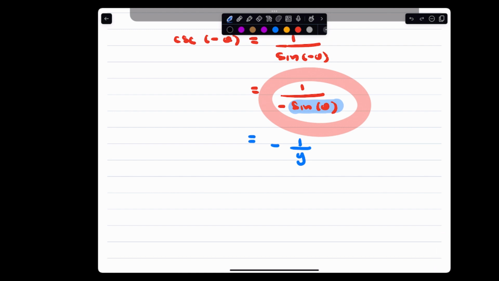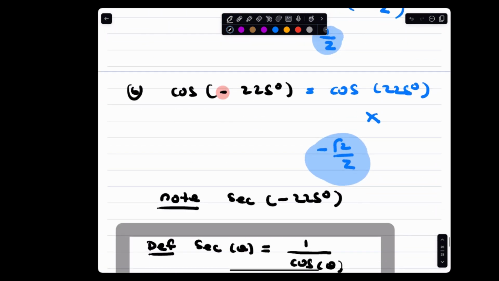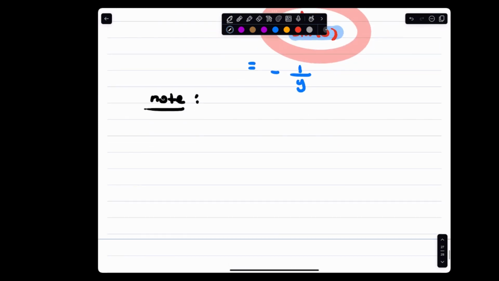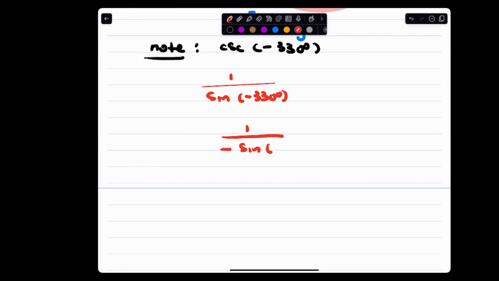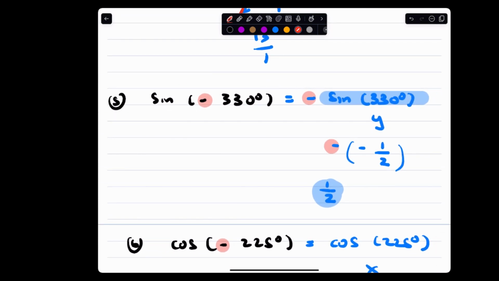Right? So if we notice, you might say, do we have a question like that? Well, cosecant of negative what? 330. Again, we could write that as 1 over the sine of negative 330 degrees. Which is 1 over that minus sine of 330, because we pull out the negative sign for sine. Now, do we ever get the answer for sine of negative 330? It's back here. It's really what? 1/2, right here. It's positive 1/2.